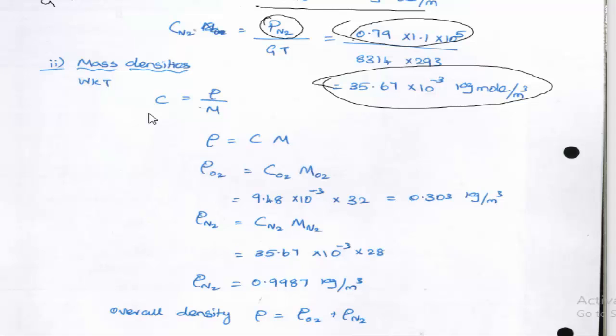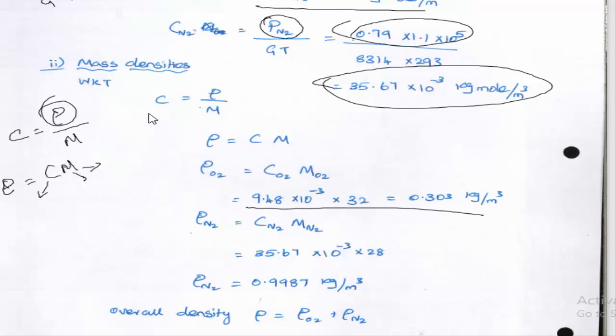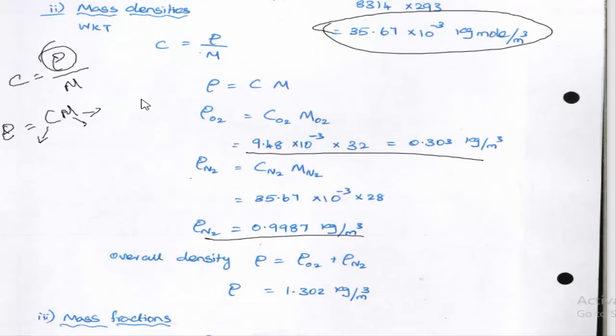You know the formula for mass density, that C equals rho divided by molecular weight. Here you have to find out the mass density, so rho equals C into M. You know the value of C for O2 and for N2 and the molecular weight of O2 and N2. This way you can find out the mass density of O2 and the mass density of N2, so you can find out the overall mass density. You know that rho equals rho A plus rho B. By this formula you can find out the overall density.